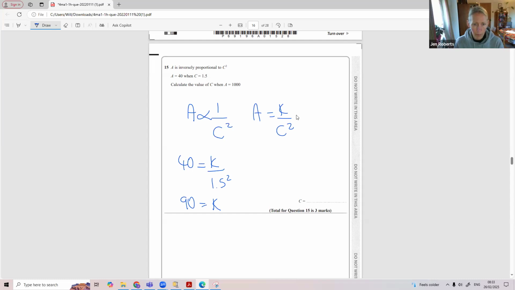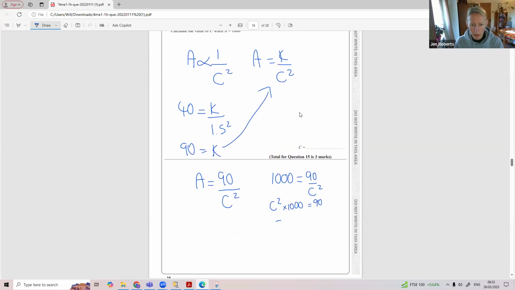Right, so now we can use our k in this formula here. We know A equals 90 over c squared. We want to know what is C when A is 1,000. 1,000 is 90 over c squared. I'm going to times both sides by c squared first. Then I'm going to divide both sides by 1,000. Square root both sides. 0.3.